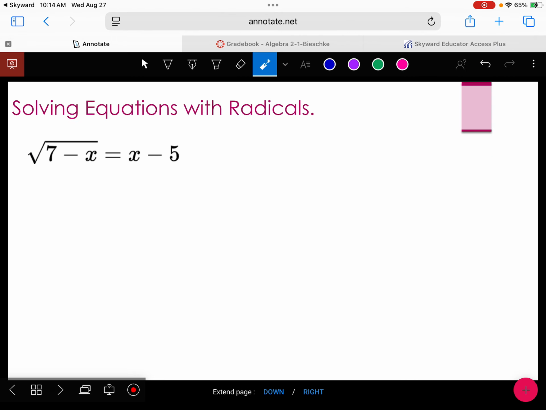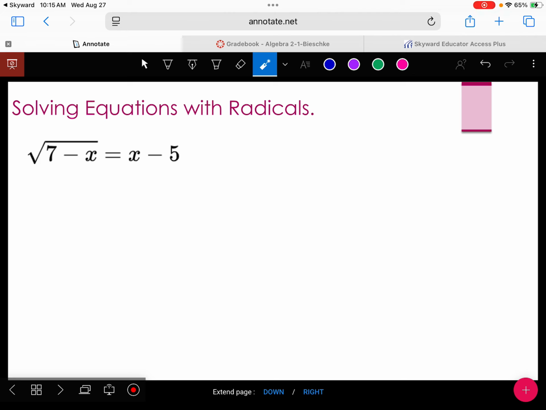It's going to be something like this. So now we have x's both inside and outside of radicals. We've got our square root of 7 minus x set equal to x minus 5. And we have on the left side here our radical all by itself. We love that because that makes things way easier to deal with.